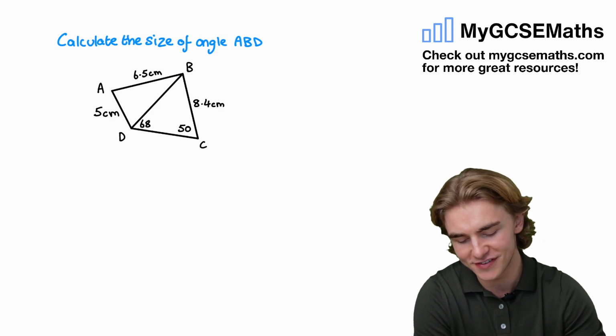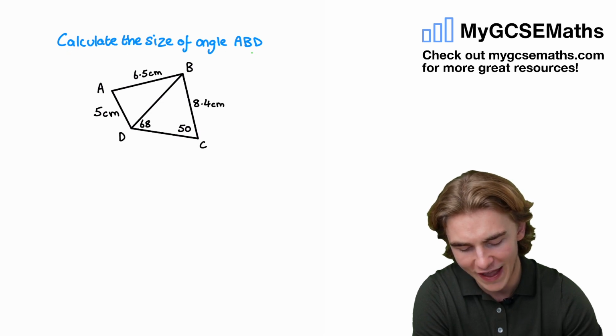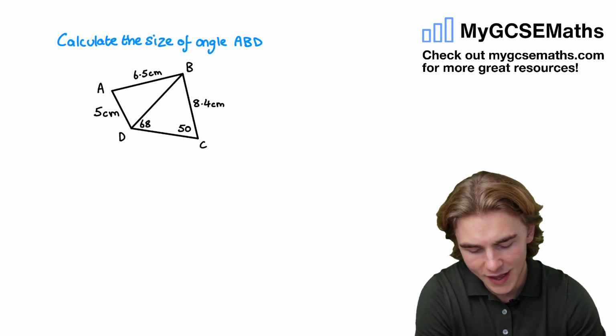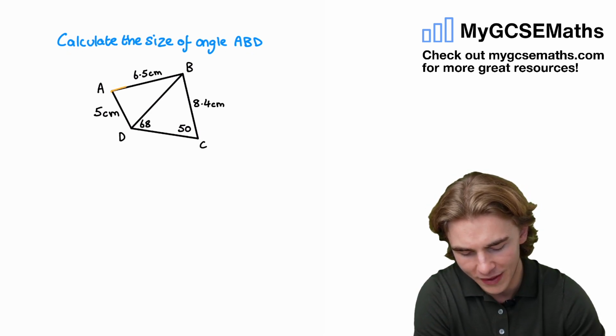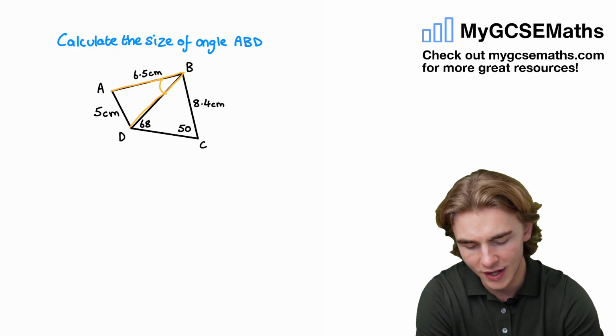Let's have a look. This question says, calculate the size of angle ABD. Angle ABD, guys, we're going to go from A to B to D, so that is going to be this angle here in our triangle. How are we going to do it?